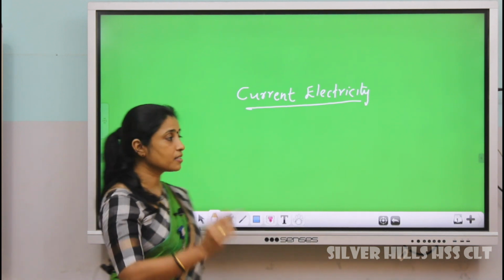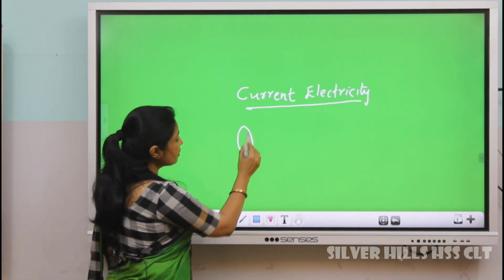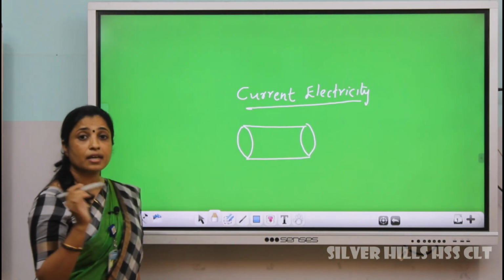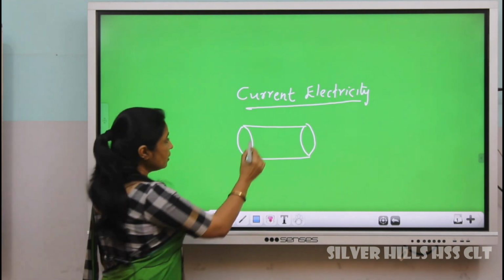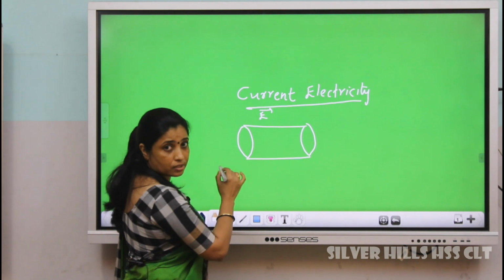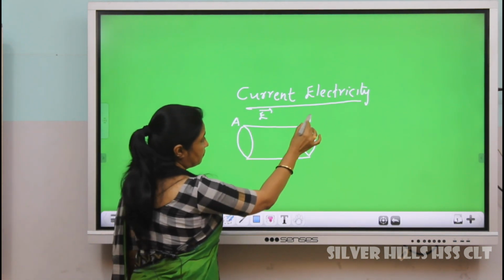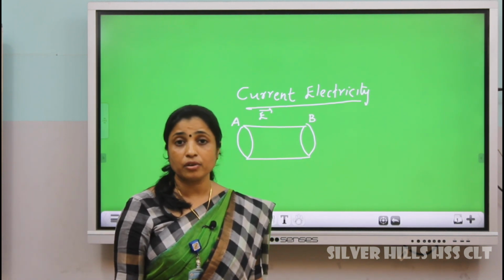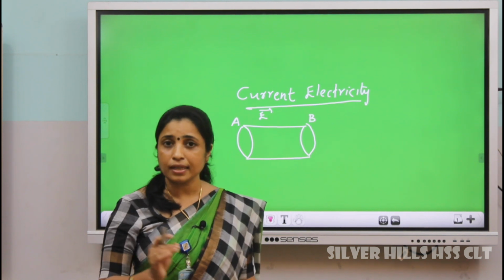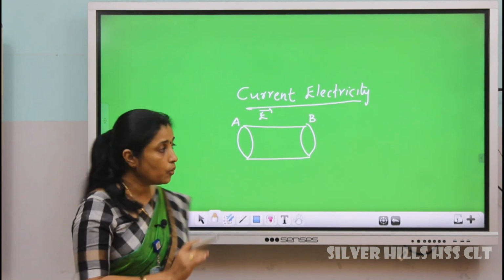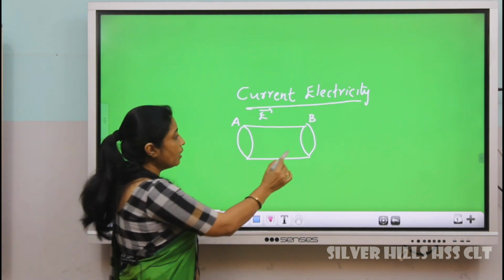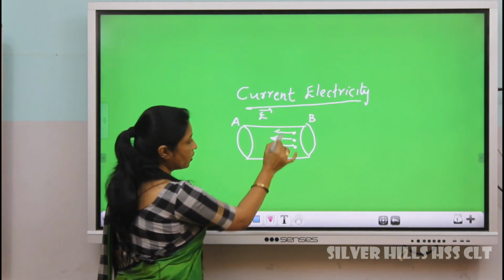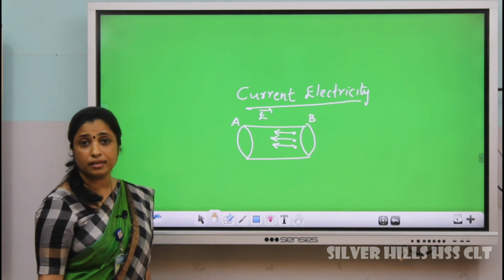Similar to this, let's consider a conductor. This conductor is of uniform cross-sectional area. This conductor is under the influence of an electric field E. The direction of this electric field is from A to B. You know, in a conductor there are a number of free electrons, and these free electrons are in random motion, about which we will see later. But now please keep in mind that when an electric field is applied to a conductor, the electrons will start moving in a direction opposite to the direction of the applied electric field.